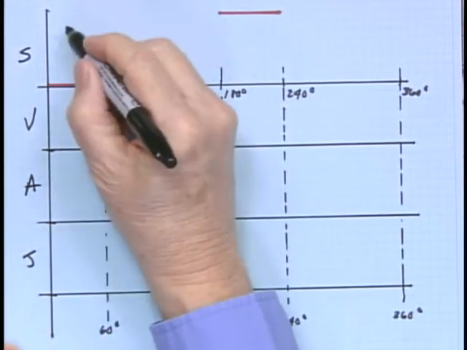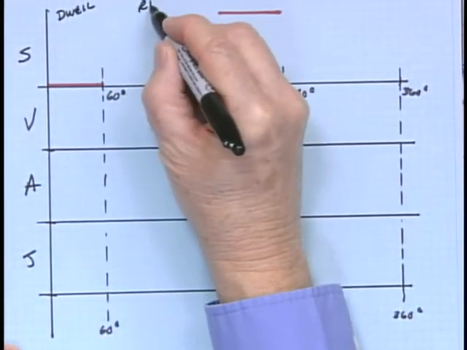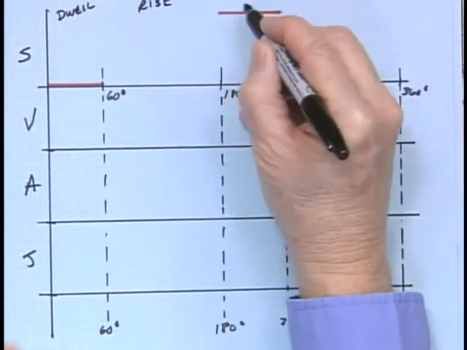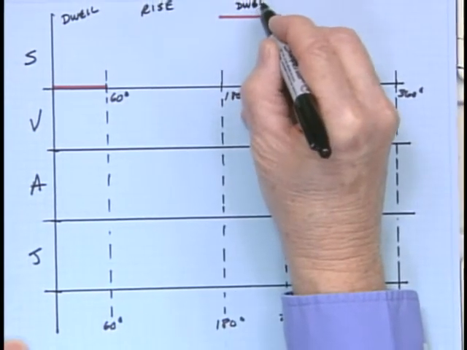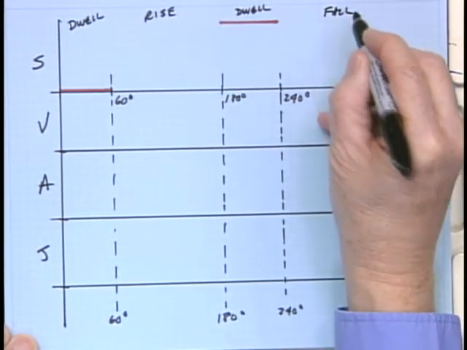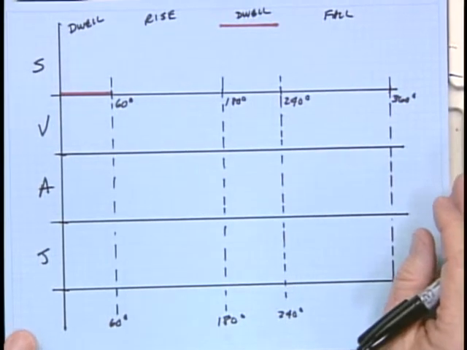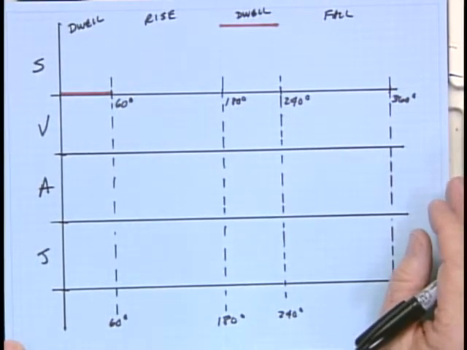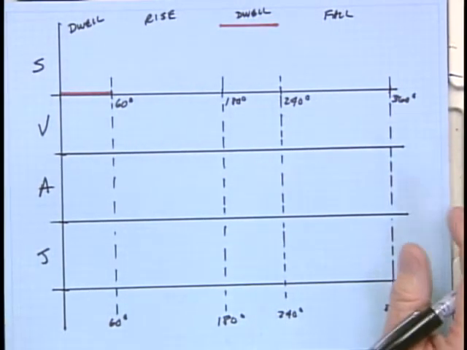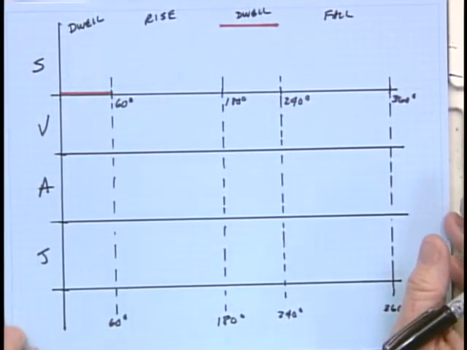Here's our dwell for 60. Here's our rise for 120 in this case. Here's our high dwell for another 60, and here's our fall. And this time I want to make them polynomials. Well, to create a polynomial, I have to define the boundary conditions, and the boundary conditions are the values at the extreme ends of the polynomial and possibly also someplace in the middle of the event.